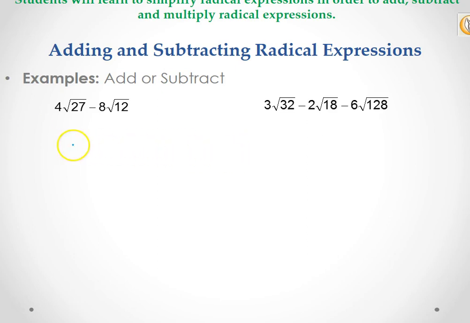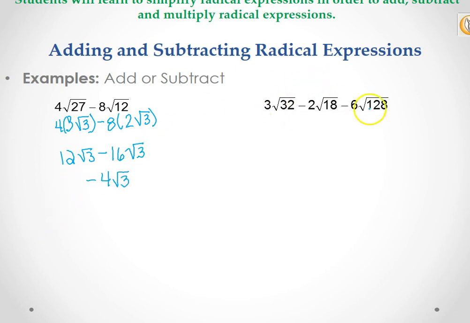Okay, so we're going to subtract. Well, 27, I know that's 9 times 3. The square root of 9 is 3. So I've got 3 square roots of 3, and I'm going to take that times 4. Minus 8. 12 is the square root of 4 times 3. The square root of 4 is 2. And then I've got the square root of 3. Now they both have square roots of 3. So I have 12 square roots of 3 minus 16 square roots of 3, which gives us negative 4 square roots of 3.